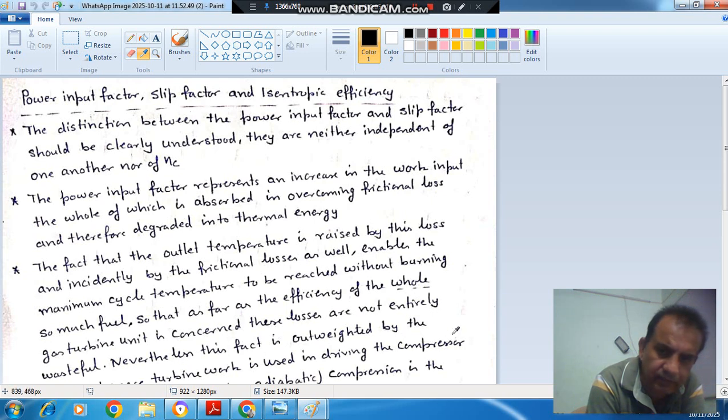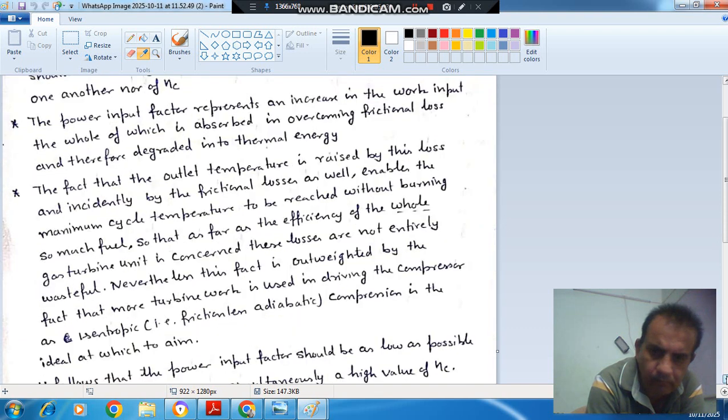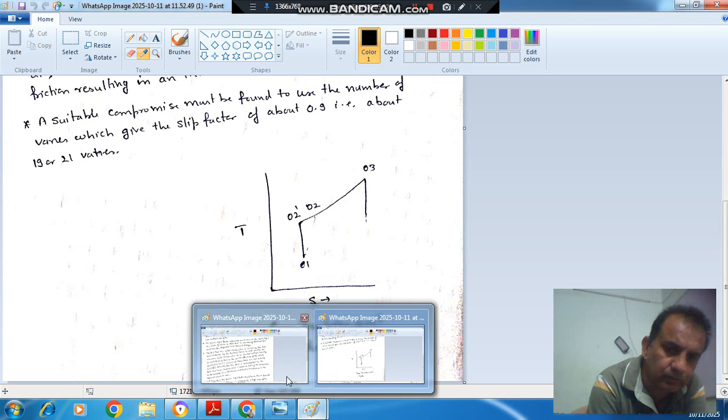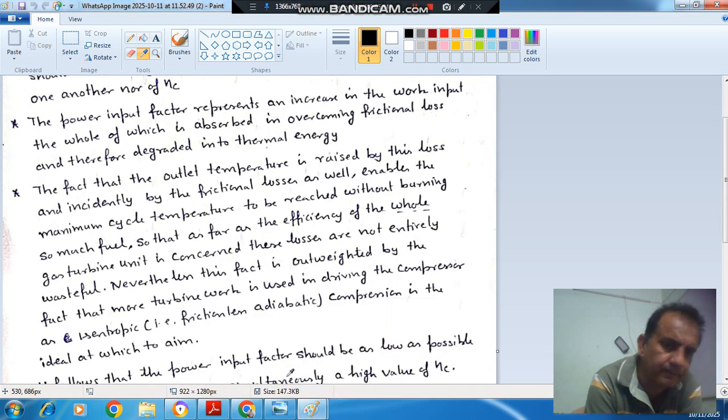Nevertheless, this fact is outweighed by the fact that no turbine work is used in driving the compressor, as I said before. So here, if we consider process 01-02, non-isentropic, we have to supply less amount of heat, and then the turbine is there. Then the turbine will run this compressor, which is running on a non-isentropic process, so the turbine has to supply more work. Okay, so this fact is outweighed, because we have to supply less amount of heat.